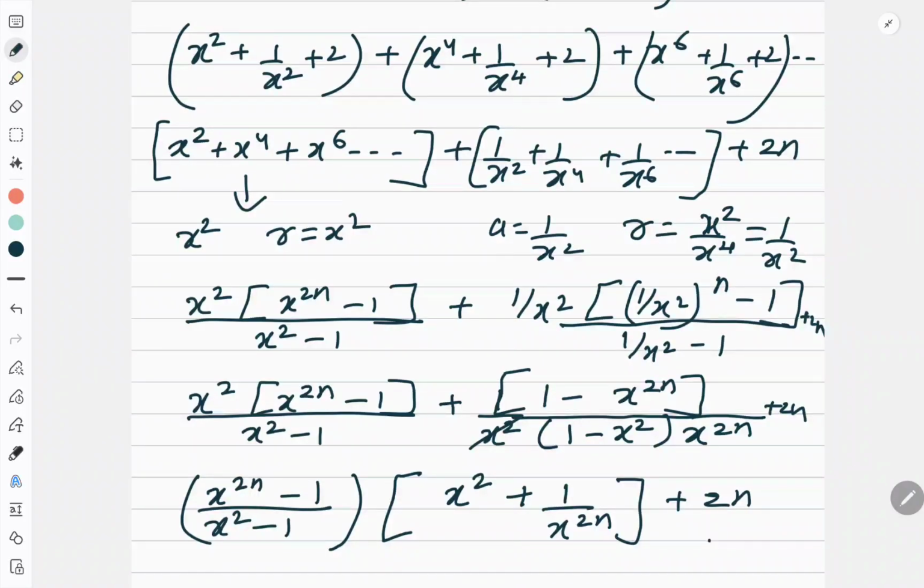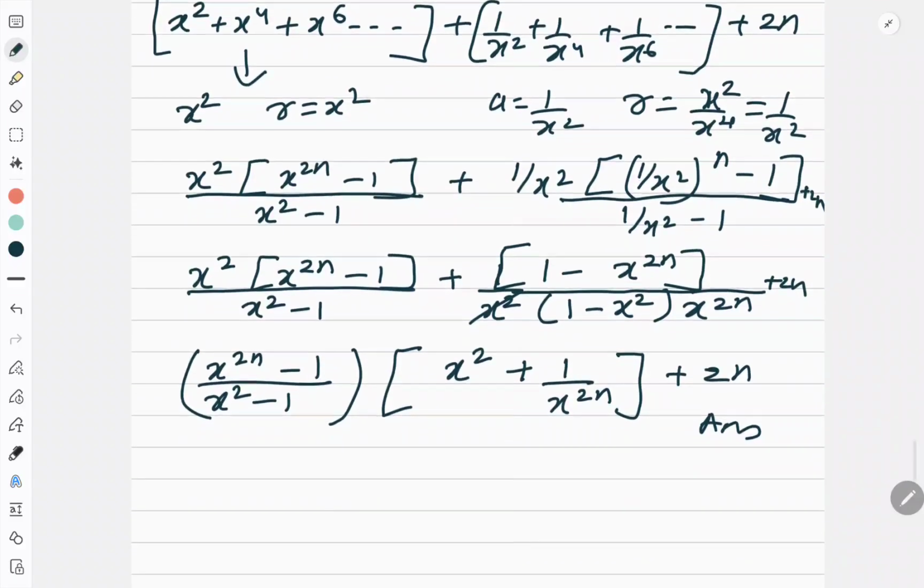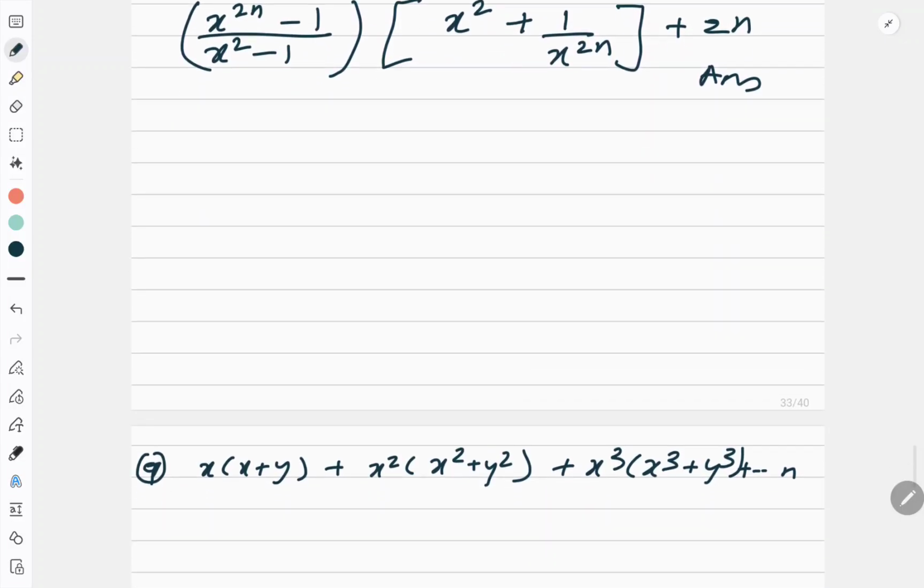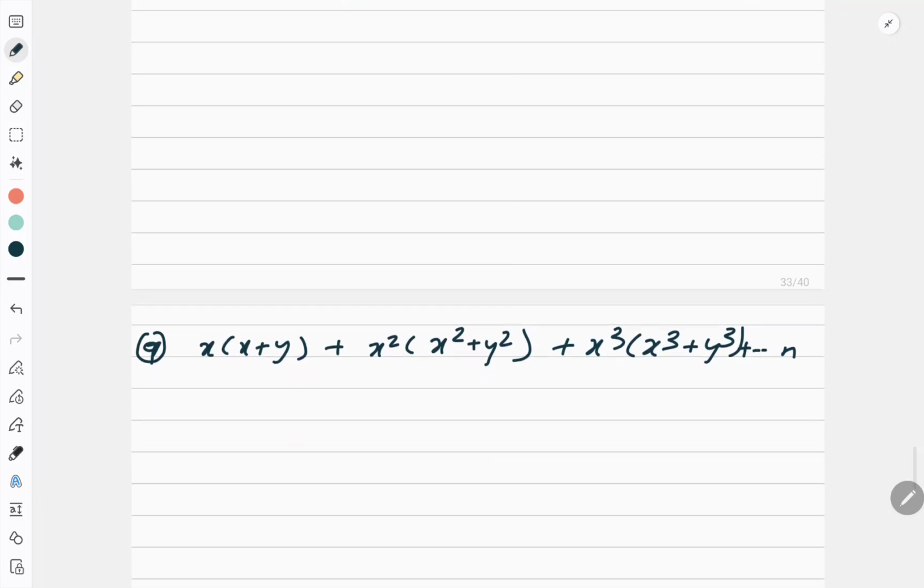Correct? So this is the answer if you simplify. Otherwise, in the previous step only I got the answer. So basically we are splitting a given big series into small different GPs, and we are applying the sum of GP formula to all the series.